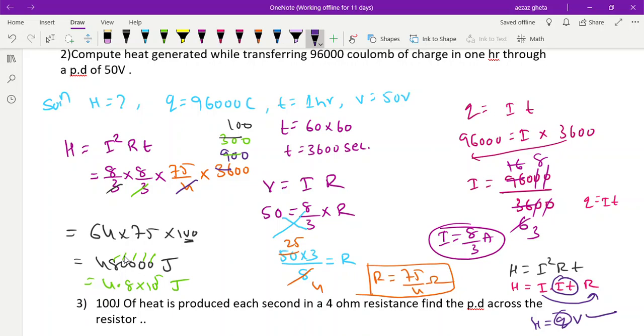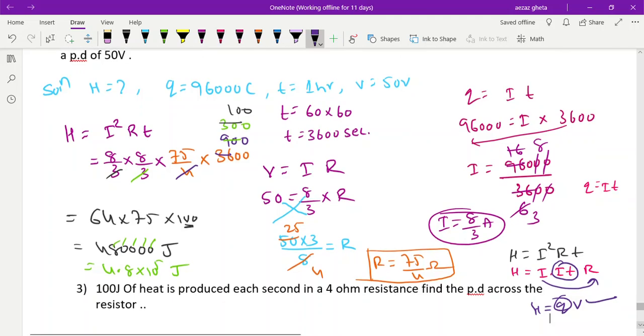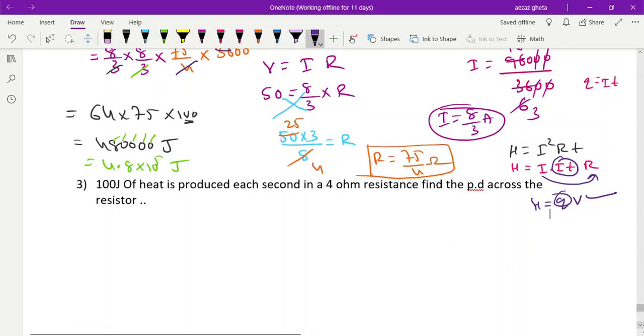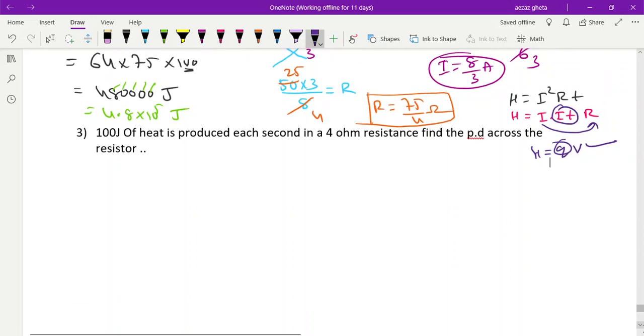Is it clear? Understood. If you want, you can do it. If it is for 3 marks, you can follow this procedure. First, we wrote H is equal to I square R T. And then we found the I value. We found T value also, the T value was given only. We found R value. Okay. Not difficult, you can understand it. Try. If you don't get it, write in the comments, we will help you out.